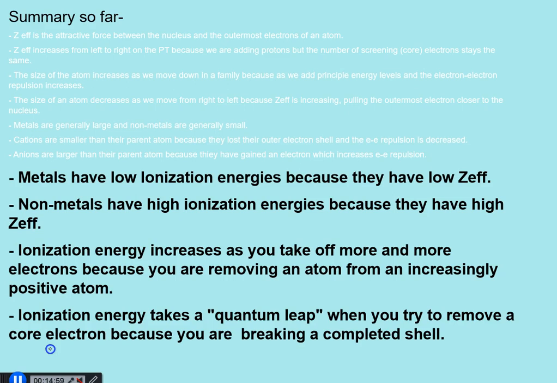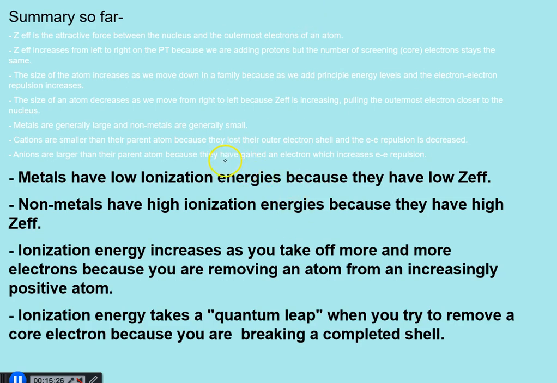We've added. The white you already have written somewhere, I hope. The black we've added. Metals have low ionization energies because they have low effective nuclear charges. That affects their sizes as well, which definitely goes along. Nonmetals have high ionization energies because they have high Zeff. All right? Do you notice something? Because I have been saying this, and you have to do this on the test.